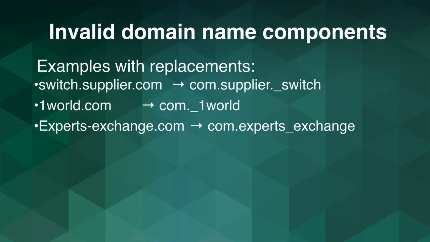So here's some examples of converting invalid domain name components to valid ones. In the first case, switch.supplier.com, if that was your package name, you should actually make that com.supplier._switch, because of course switch is a Java keyword. Second example, oneworld.com with the numeric 1, you should actually change that to com._oneworld. And the third one, experts-exchange.com, would be com.experts_exchange.